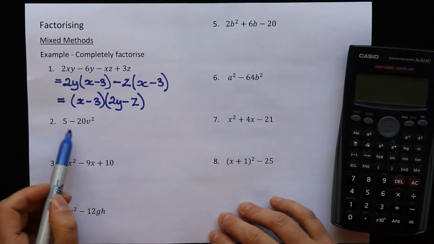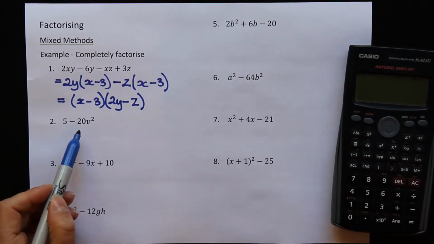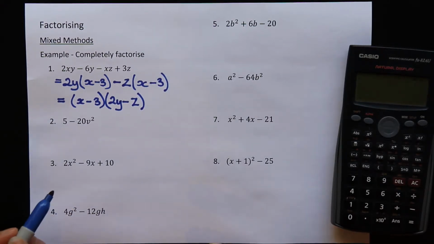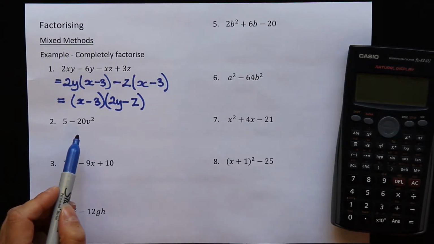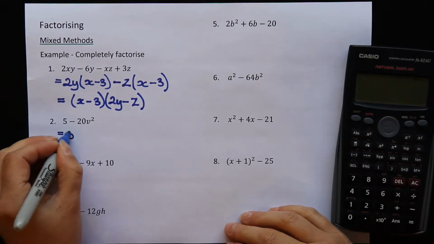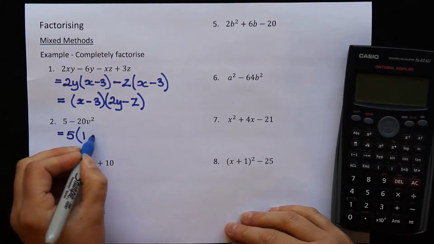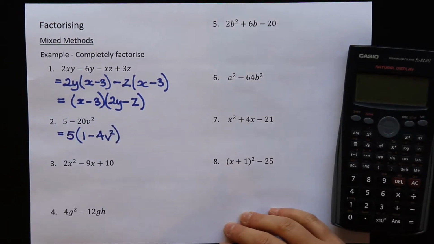Question 2, I only have two terms here. So this could possibly be a difference of two squares question, but the problem is that I don't have very nice numbers here. So what I need to actually do first is factorize out a common factor. Remember to always look for that. So 5 is a common factor, which would leave me with 1 minus 4v squared remaining.